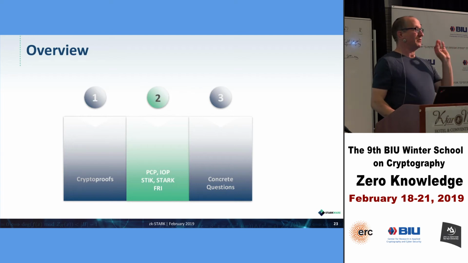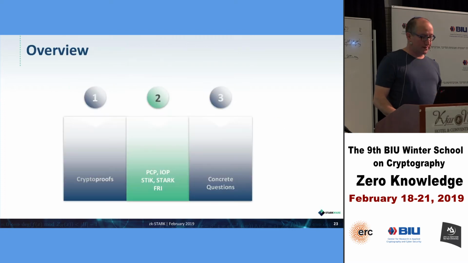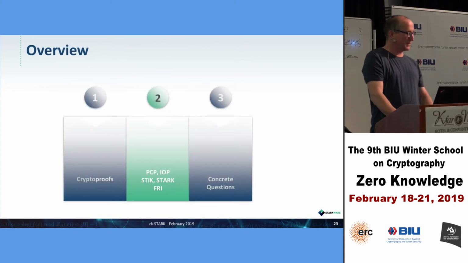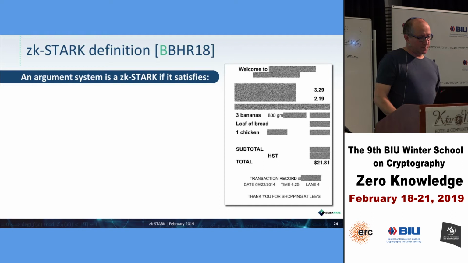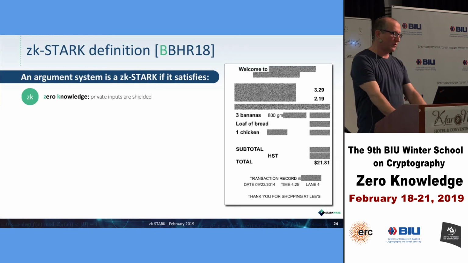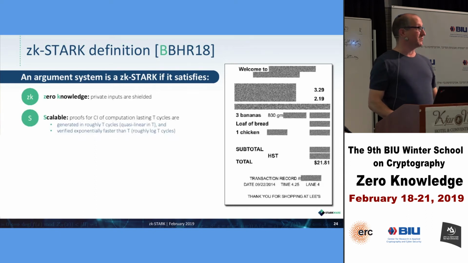I want to focus on a very particular line of research that is part of this bigger family. And that's the one that relies on the acronyms PCP, IOP, STIK, STARK, and FRI. Good. So we call an argument system, now here's a definition, a ZK-STARK if it satisfies several properties. First of all, it's zero knowledge. It's scalable according to the definition previously said, so for a certain language, as t goes to infinity, proving time is quasi-linear in t, t polylog t, and verifier time is polylogarithmic in t.